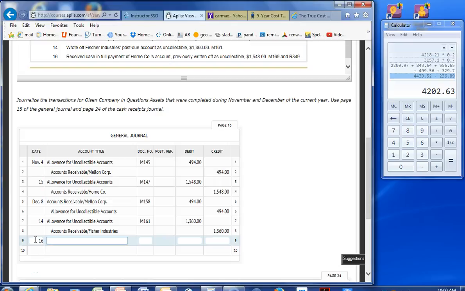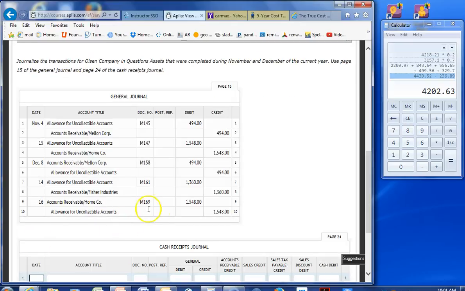Received cash in full payment Horn's account. So here we need to do accounts receivable for Horn Co. Memorandum 169, and Horn Co. was 1548. And then take it out of allowance for uncollectible, 1548. Okay, there's lots of other things we're going to fill in here once we get to it. Just can't get to it right now.